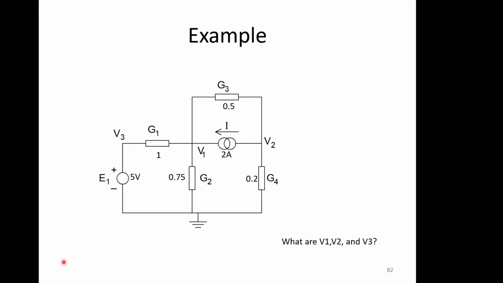Okay, so let's put some numbers into it. Easier to work with numbers, much more specific. So we've defined conductance of 1, which is a resistance of 1. 0.5, so that's 2 ohms. 0.2, so that's 5 ohms. 0.75, can't do that in my head, but it's 1 over 0.75 in terms of resistance. 2 amps of current, 5 volts there. What are V1, V2 and V3 in this circuit?